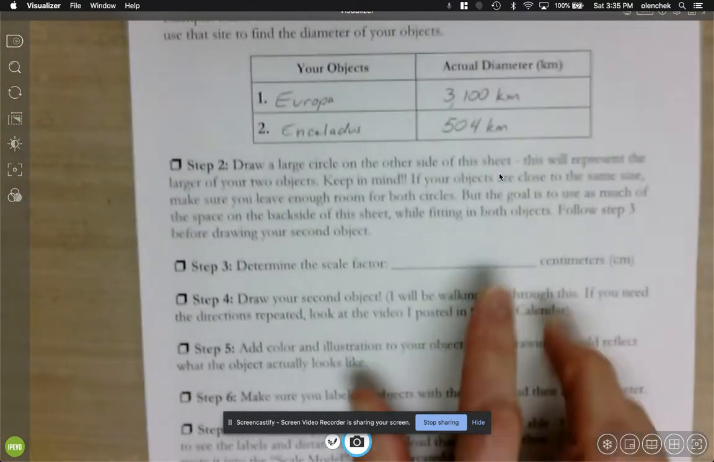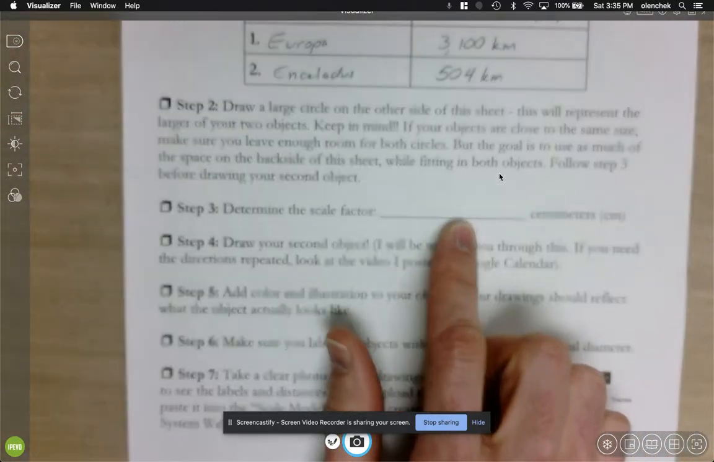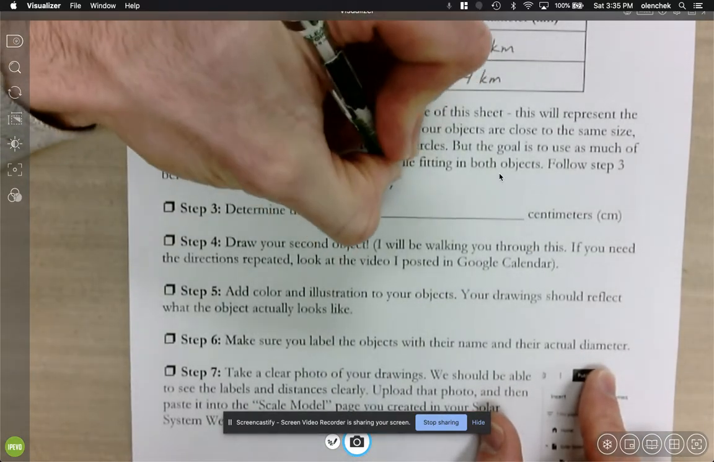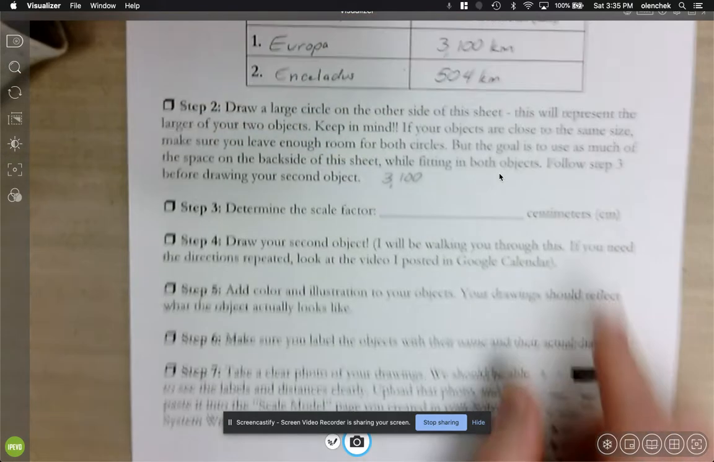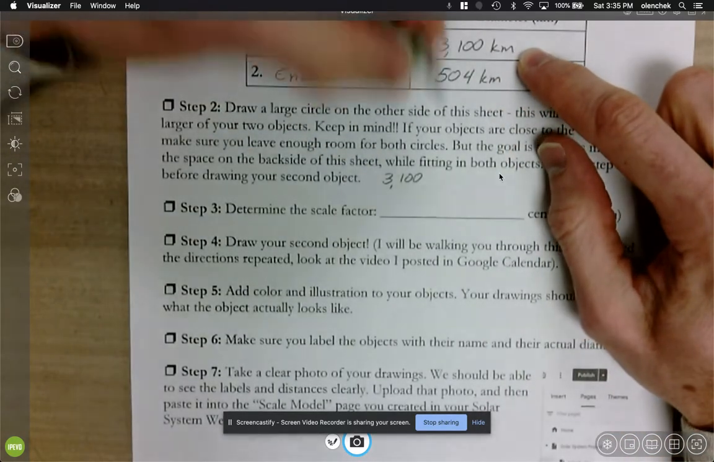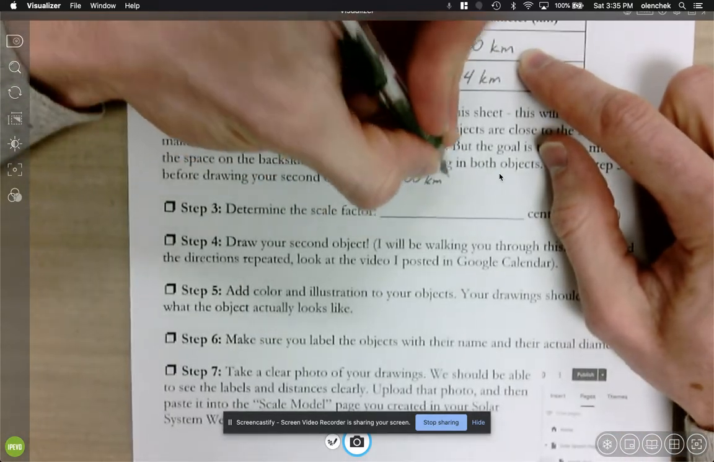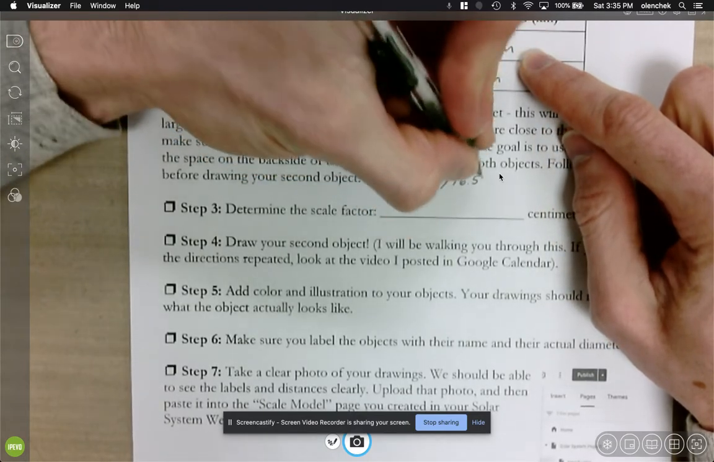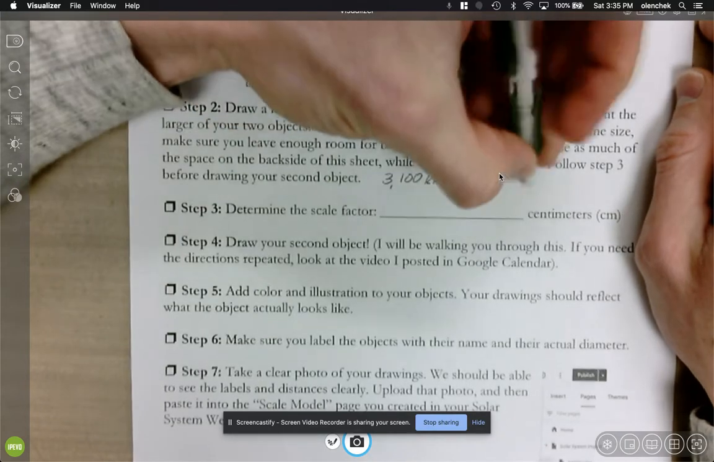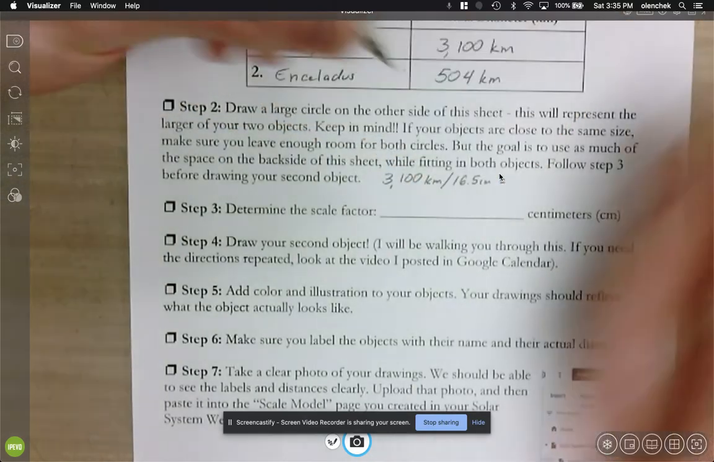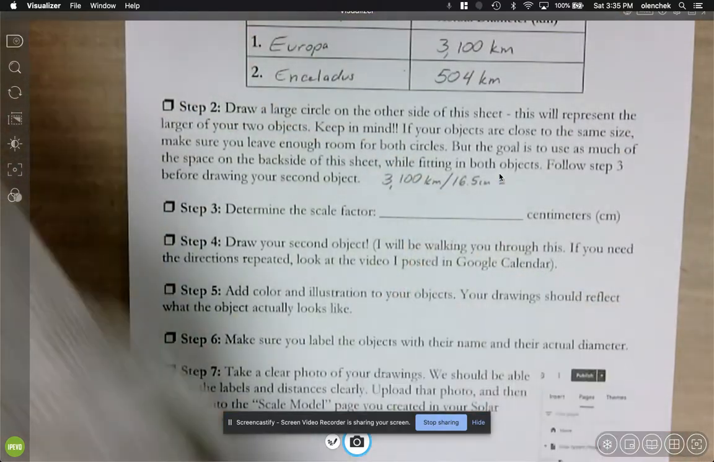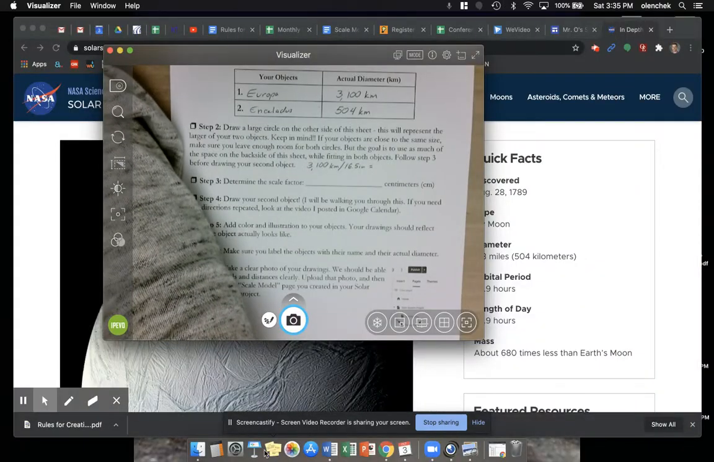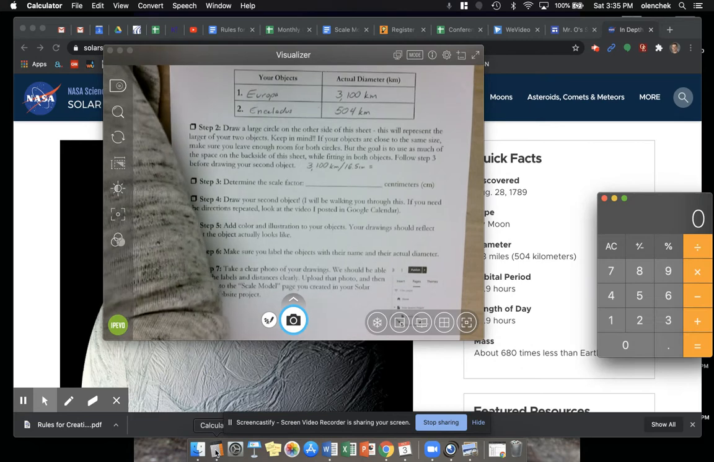So that's not what I'm writing here yet. Okay, so I'm going to put 16.5, and I have to actually divide my largest diameter, which is Europa's 3,100 kilometers, divided by 16.5 centimeters. So when we do this math, I'm just going to minimize this. Let's crank out that math. I'll have a kilometer per centimeter amount.